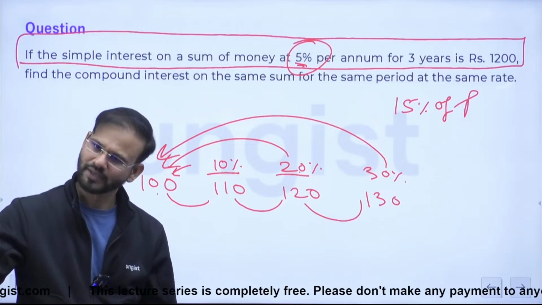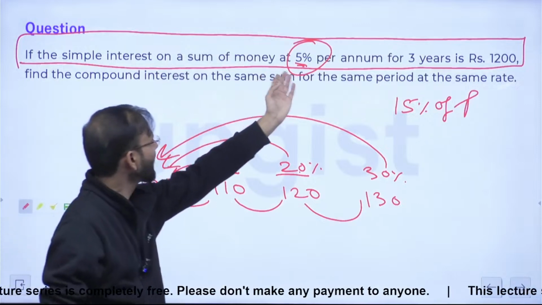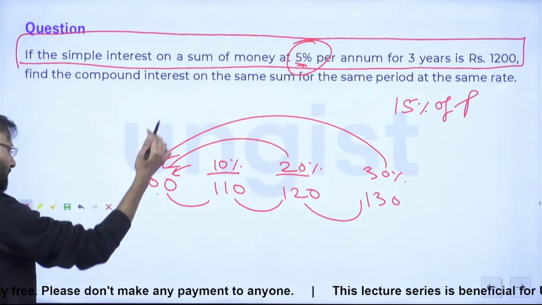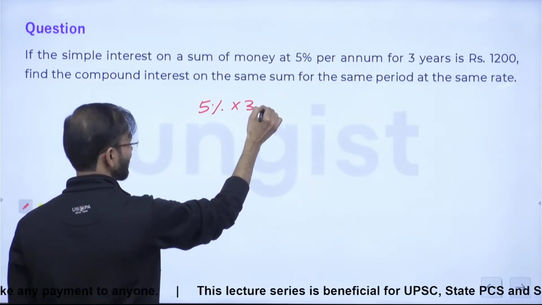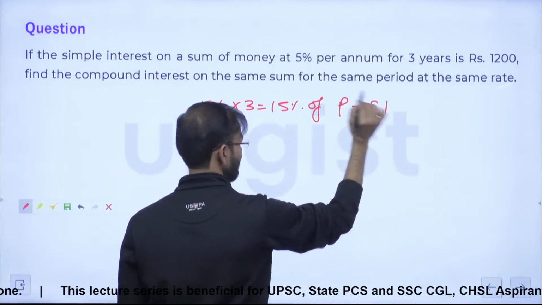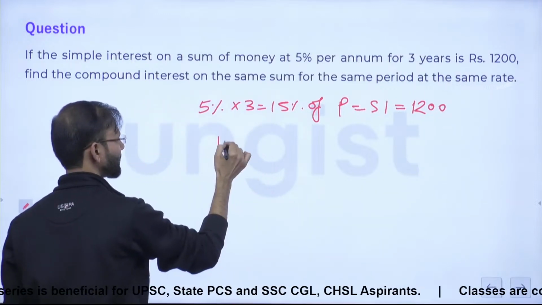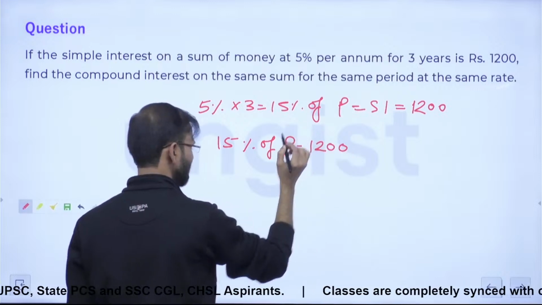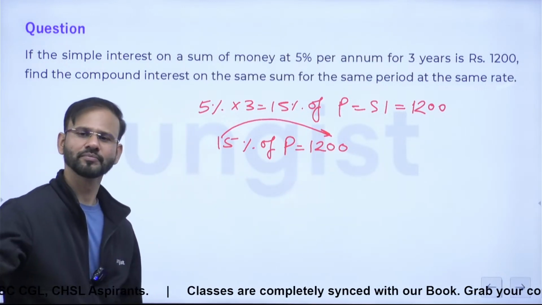Right? Correct. Now the question is saying: if simple interest on a sum of money at 5% per annum for 3 years is 1200 rupees, right? So guys, shall I remove this? Look. 5% into 3 is 15% of principal, which is equal to SI, which is given as 1200 rupees. So 15% of principal is 1200 rupees, right? Guys, what is the relation between 15 and 1200? What is the relation between 15 and 120?